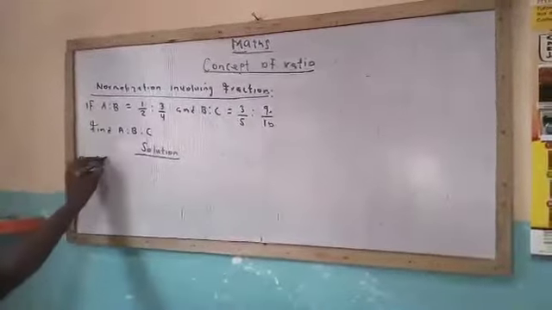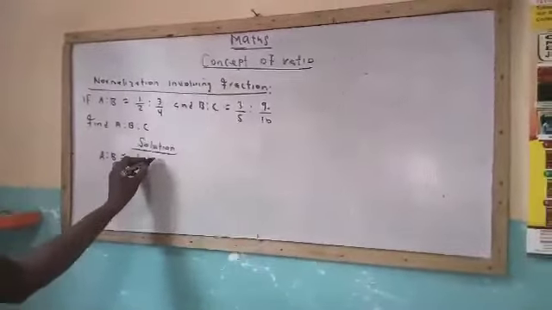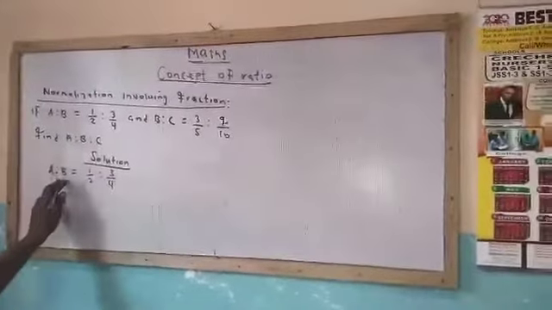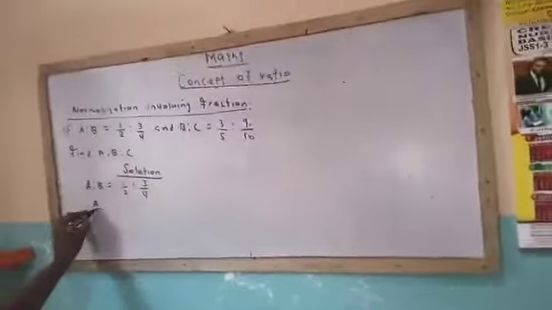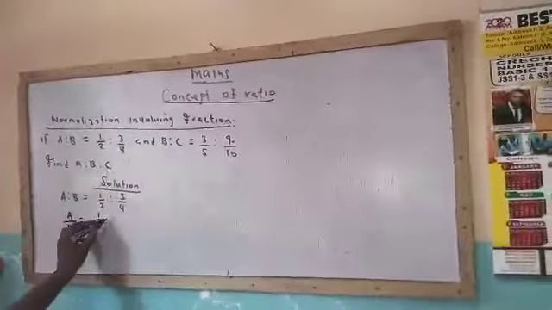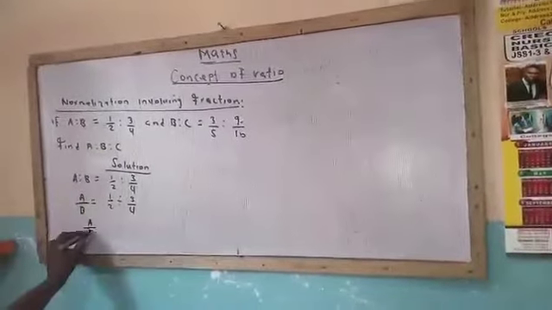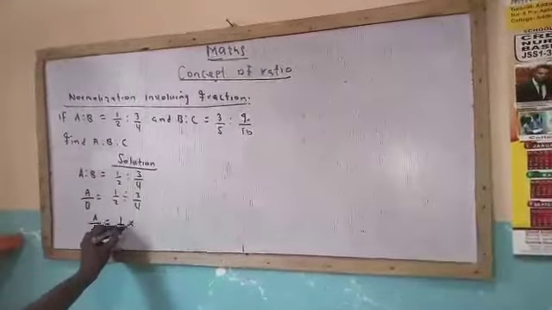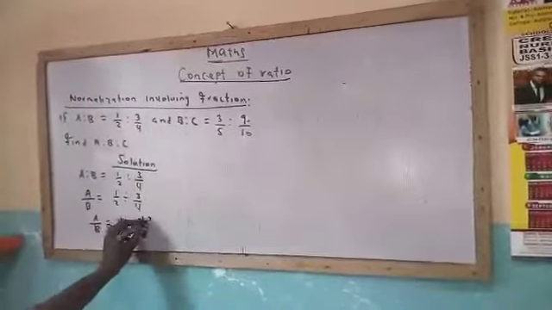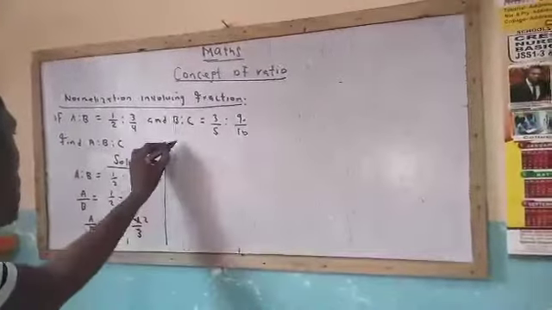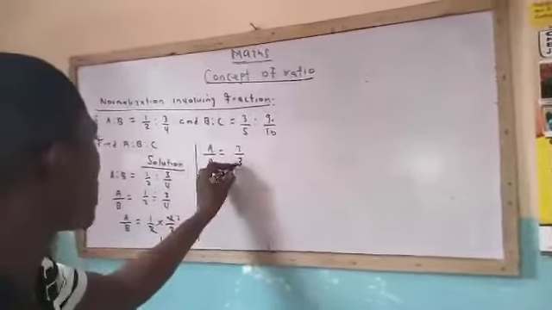I'm going to take the first one. A ratio B is giving us 1 over 2 ratio 3 over 4. So I'm going to express this in fraction first to get the whole form. So this is A over B, 1 over 2 divided by 3 over 4. So A over B is 1 over 2 times 4 over 3. So if you divide, 2 here 1, 2 here 2. So what do we have? We have A over B is giving us 2 over 3.